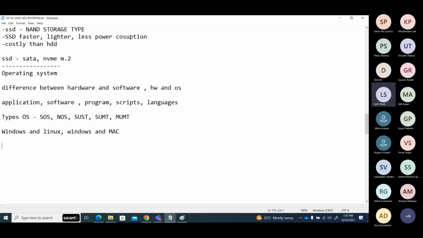Even Mac OS is actually built based on the Unix or Linux kernel. The kernel part of Mac is from there, so they created the MacBook separately. The base is the Linux kernel only. Windows is not like this. Windows is a completely different operating system from Linux.